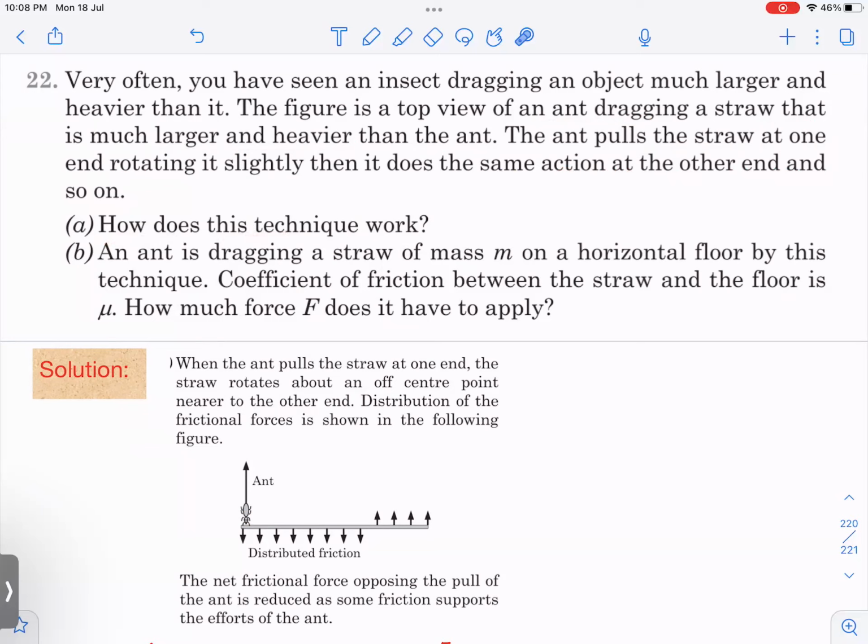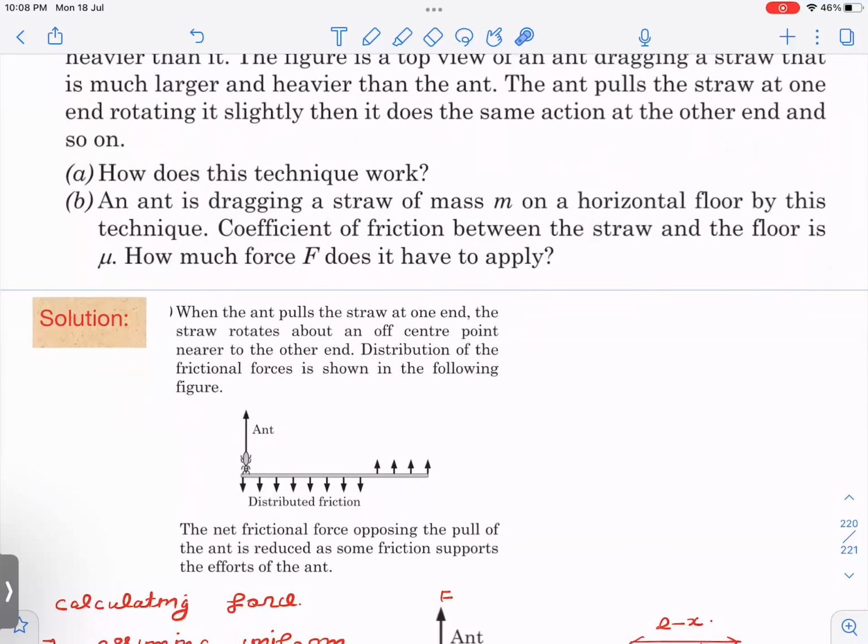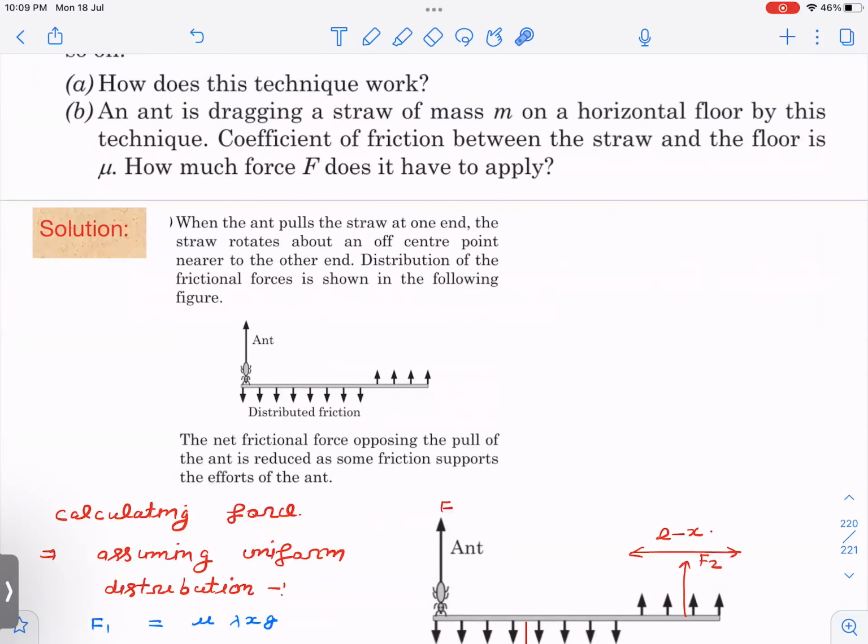To understand this, I have taken this diagram from the hint section. Let us see how it works. This diagram is self-explanatory, but let me explain once again. When the ant is applying force like this, what is going to happen? It is going to rotate about some point here. You can very easily visualize this: all these points will have a tendency to move in this direction, so friction will act opposite. Mentally you can imagine a hinge here, and it's going to rotate like this, right?